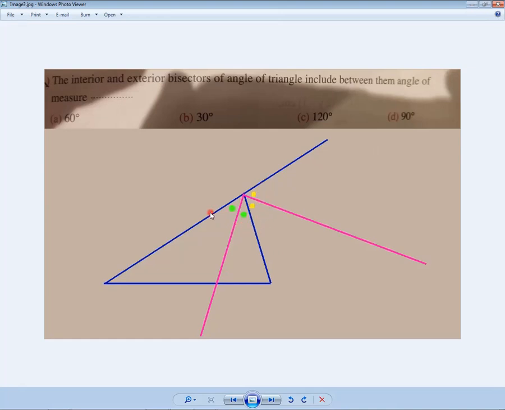The four angles here together collect 180 degrees. If I take one yellow and one green, I take half of the 180, it will be 90 degrees. So the angle between the two bisectors, this one and the second one, must be half of the 180, must be 90 degrees. The choice must be 90 degrees.